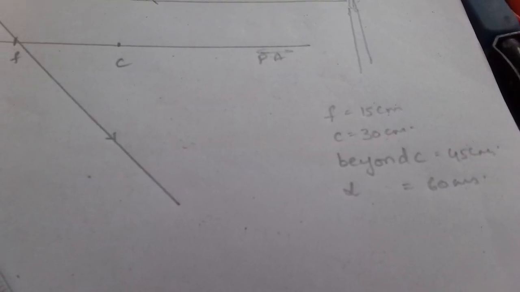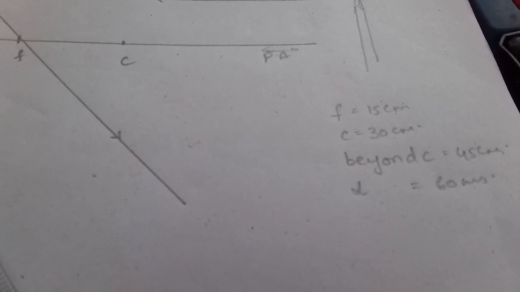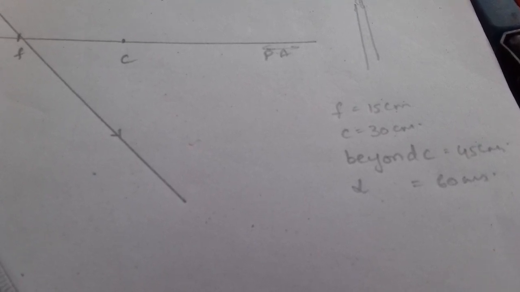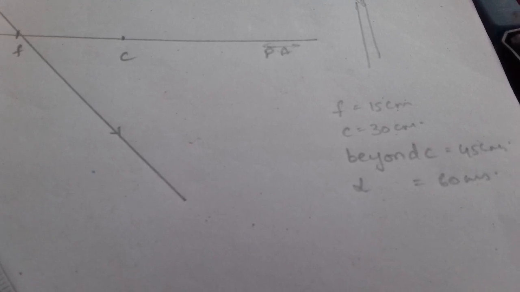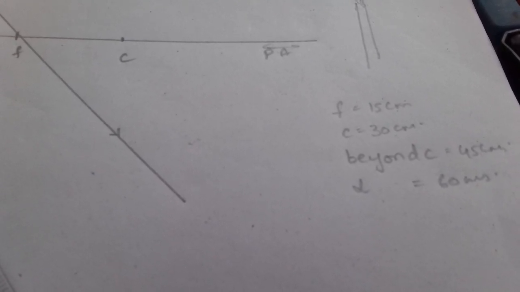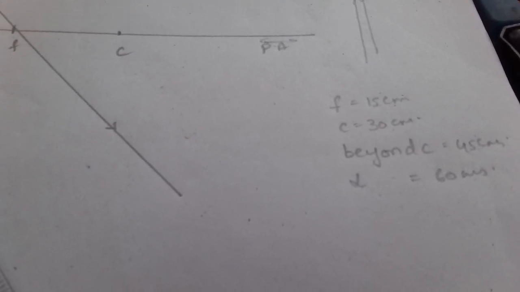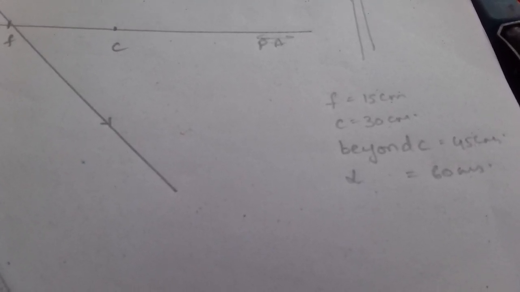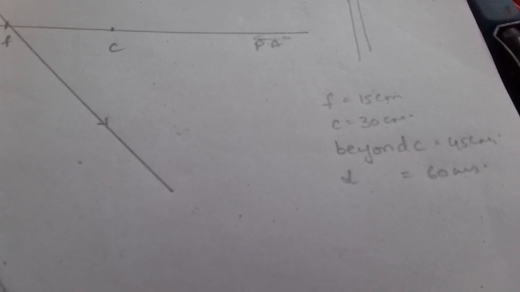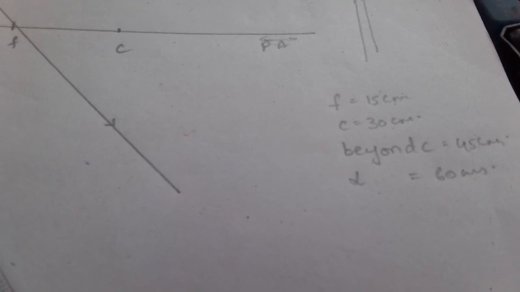Now let us consider different distances. If the focus is at 15 centimeters, center of curvature is double the focus, it is at 30 centimeters. If we consider a distance beyond C, it will be 3 times the focus, that is 45 centimeters, and 4 times the focus is 60 centimeters. From this distance onwards, beyond 60 and beyond, is considered as infinite distance.